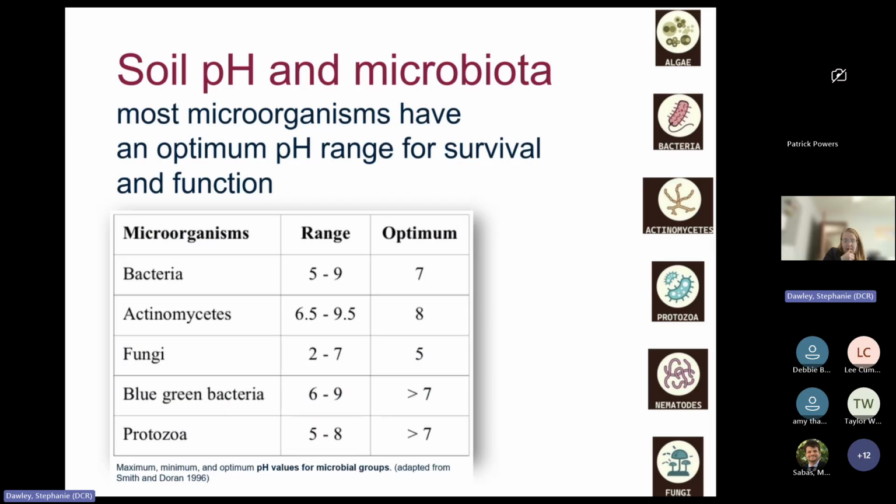Fungi is a little bit of an outlier, wanting a lower pH, but that could also have to do with the type of nutrients that they're breaking down. Like Dr. Galbraith mentioned, they are the ones that break down tree lignins. So depending on the tree type, especially pines, they tend to create a more acidic soil environment as well.